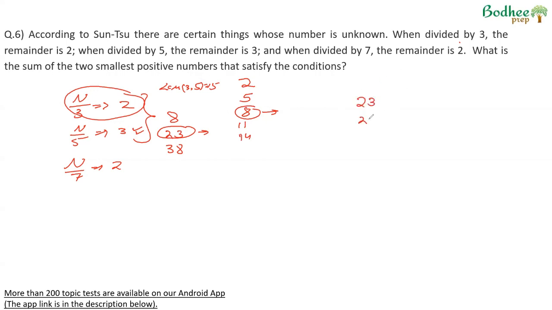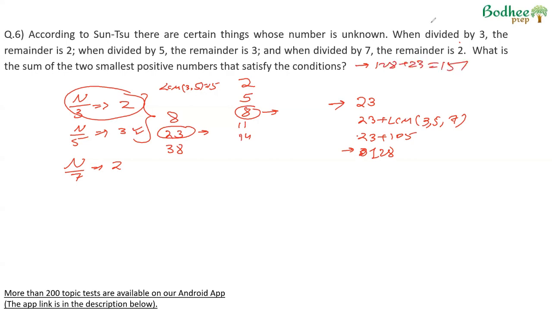The next number will be 23 plus the LCM of divisors 3, 5 and 7. The LCM of 3, 5 and 7 will be 105. And therefore the smallest number is 23. The second such number is 128. What is the sum of the two smallest such numbers? 128 plus 23, which is 151, becomes the answer.